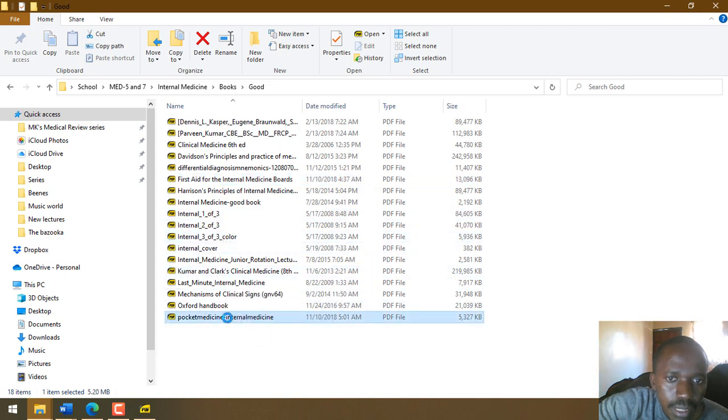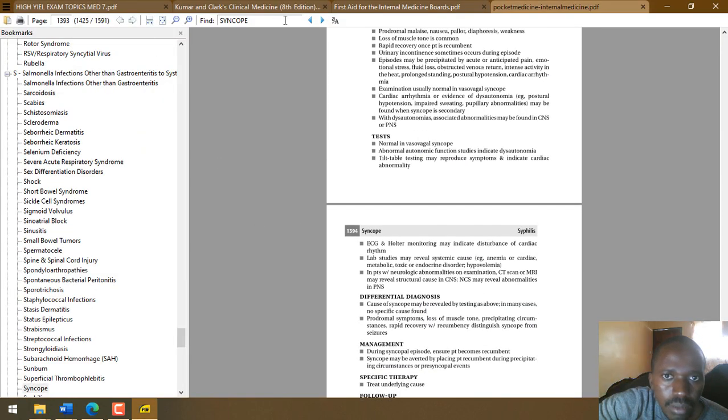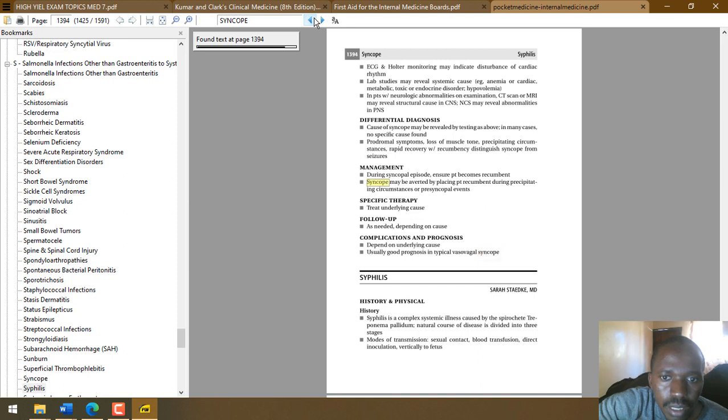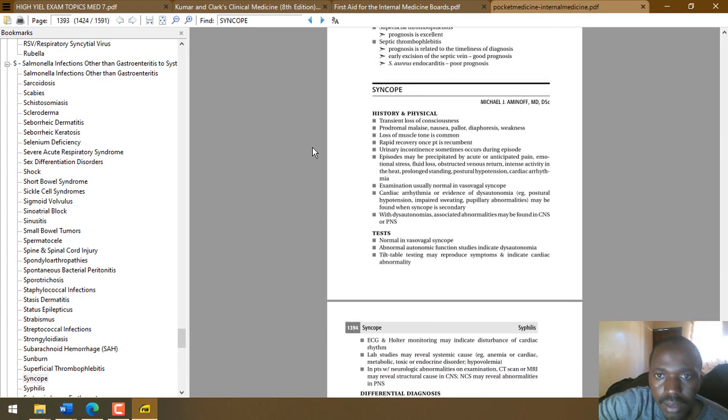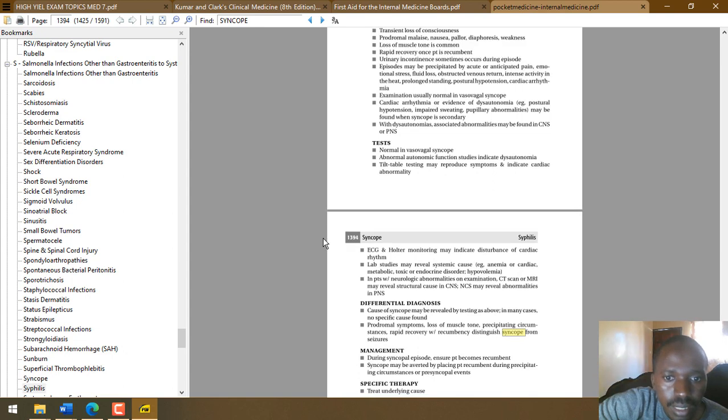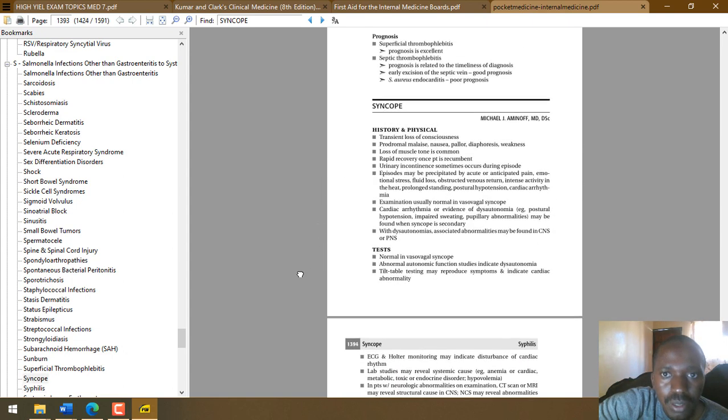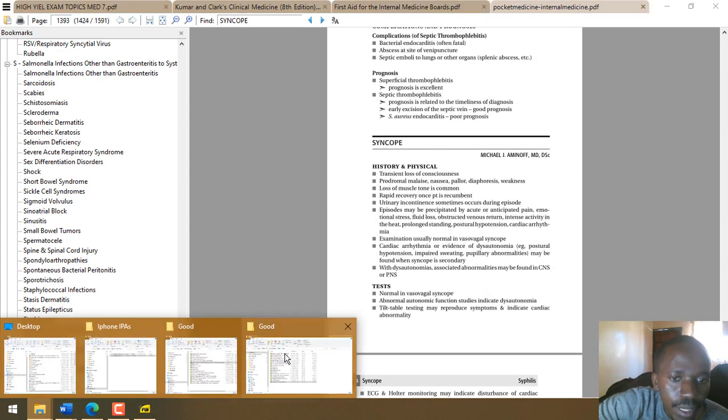And what other book are we going to use? Let's see, Pocket Medicine. We can just search syncope there. Okay, there's even an index here. So S, we're on S. Syncope is actually over here. So here is how to take a history, the tests that we'll do, differential diagnosis, management. So this is going to be very needful.